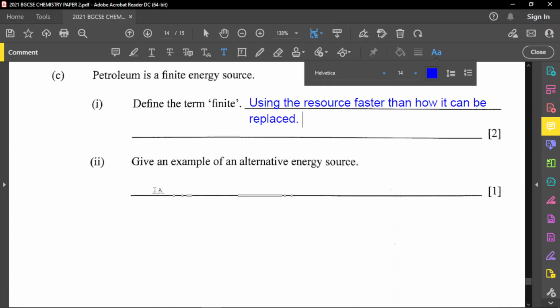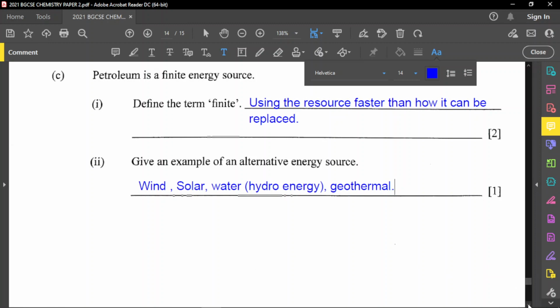Give an example of an alternative energy source, and there are so many we can talk about. We have wind, we have solar, we have water, and water is what they call hydro energy. We also have geothermal energy as well.